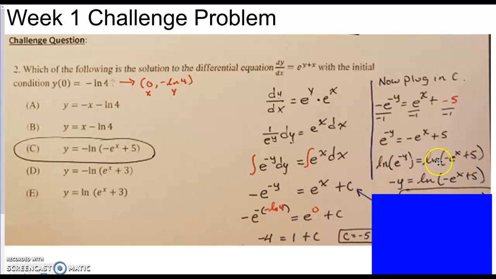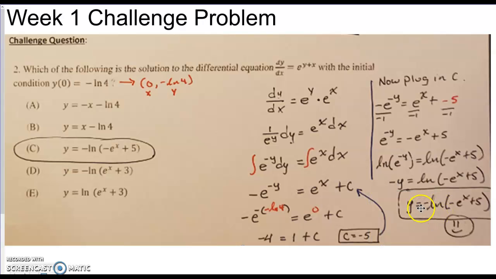I'm not going to simplify the right-hand side, mostly because I can't, and it's not worth doing anything extra. And then the last step, move that negative over to the other side, and you get your final answer as y equals negative ln of negative e to the x plus 5. And that's option C.